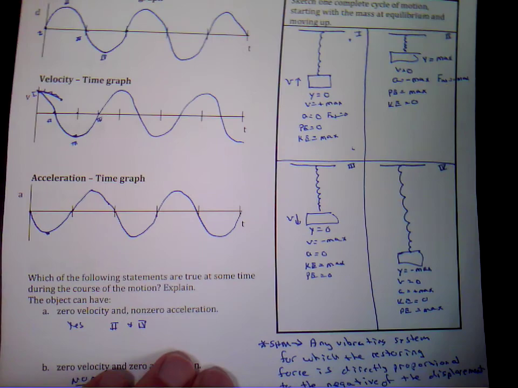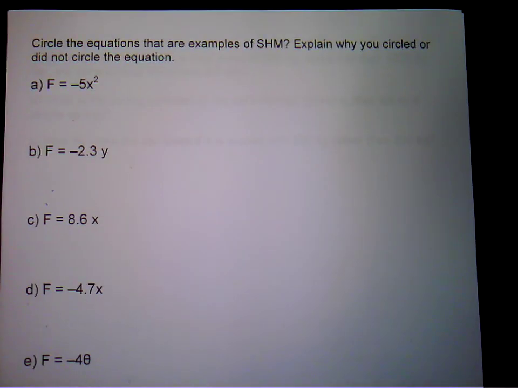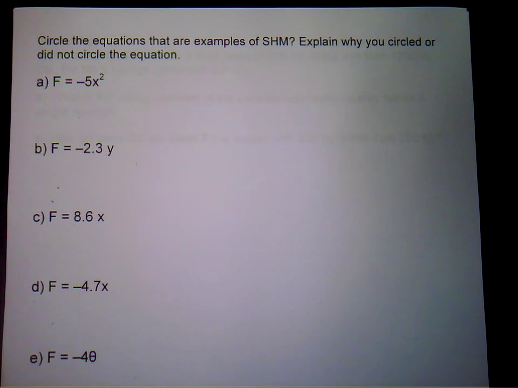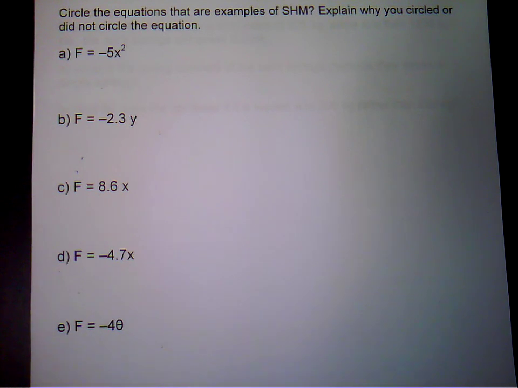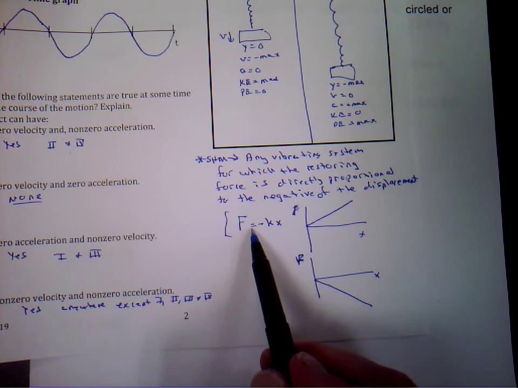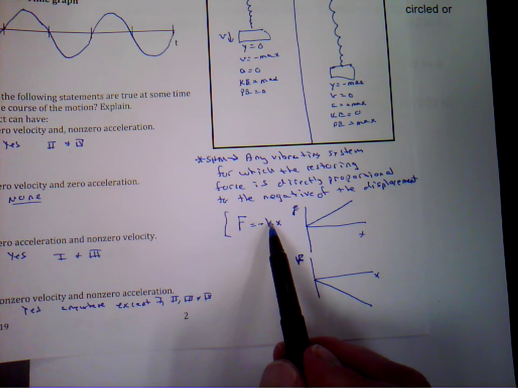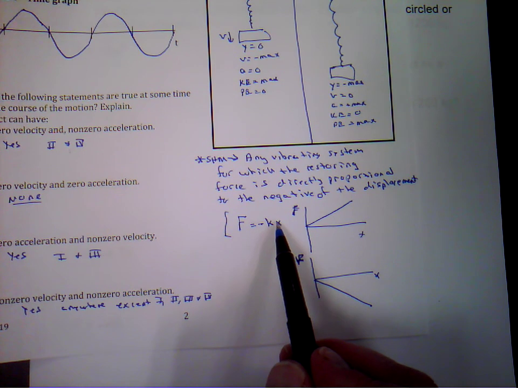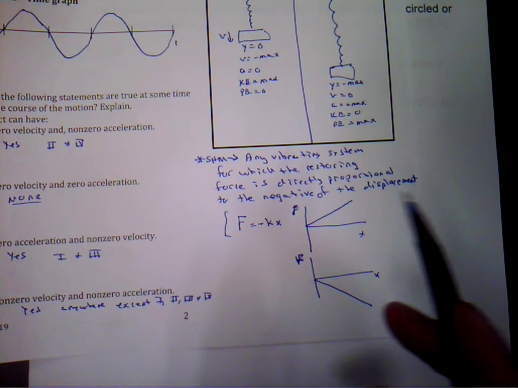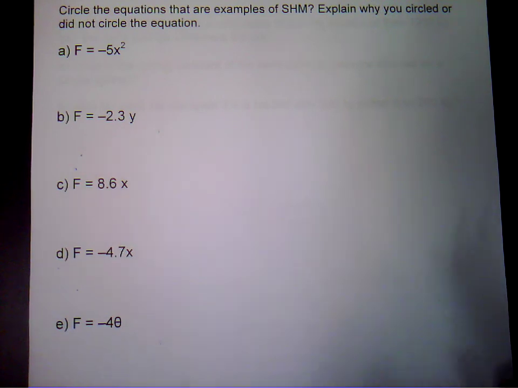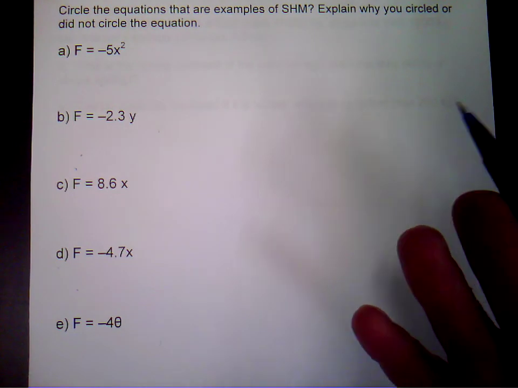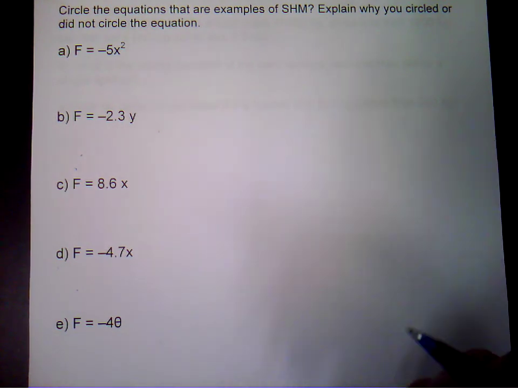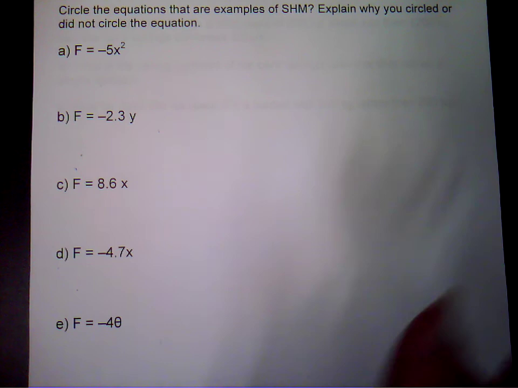So let's take a look, see if we understand. Circle the equations that are examples of simple harmonic motion. Explain why you circled or did not circle each equation. Remember, pause the video, see if you can answer this, but remember, the equation must be of the form F equals negative kx. In other words, there must be a constant. This x must be a linear relationship with the force. So see if you can answer these. Pause the video and answer which of these follow the simple harmonic motion rule. Then when you get done, start the video again and see if you're correct.